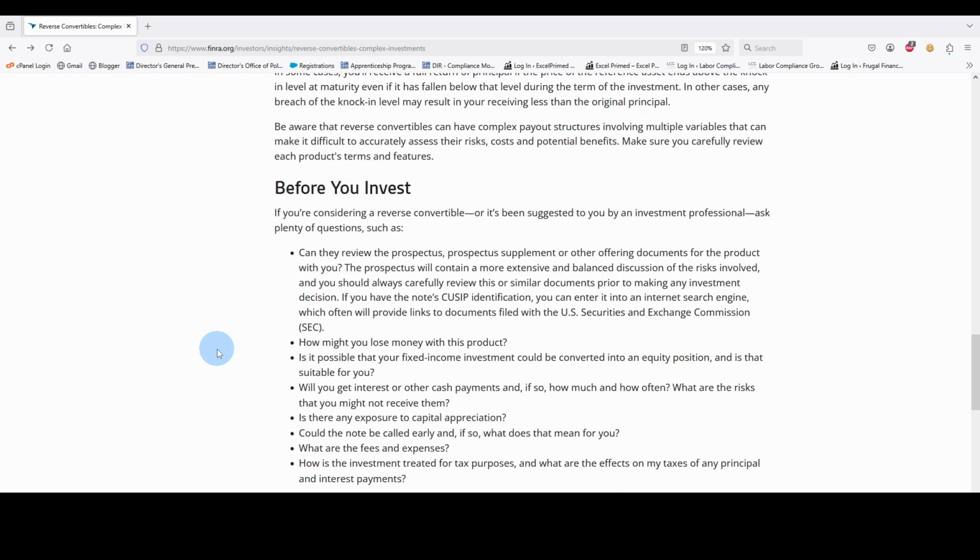How might you lose money with this product? Is it possible that your fixed income investment could be converted into equity positions? And is that suitable for you? Will you get interest or other cash payments? And if so, how much and how often? What are the risks that you might not receive them? Is there any exposure to capital appreciation? Could the note be called early? And if so, what does that mean for you? What are the fees and expenses? How is the investment treated for tax purposes? And what are the effects on my taxes of any principal and interest payments?